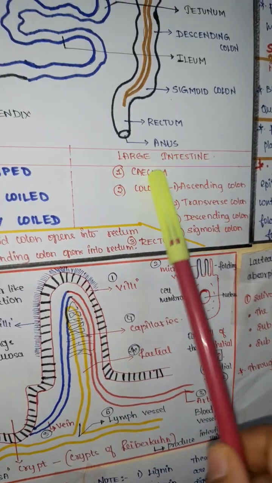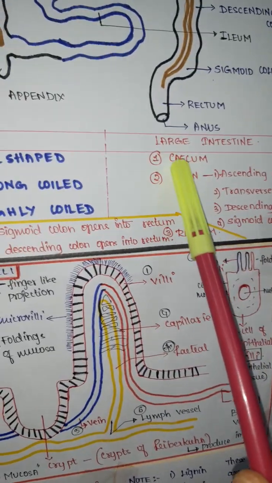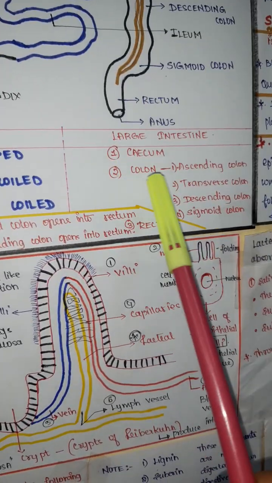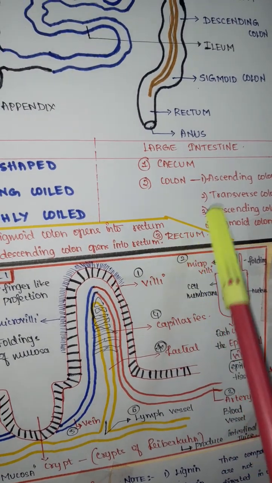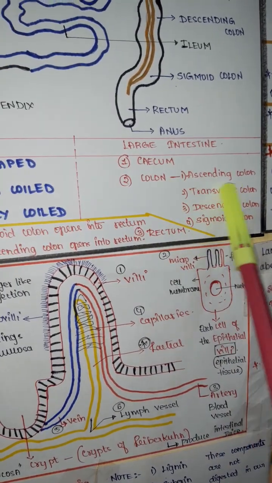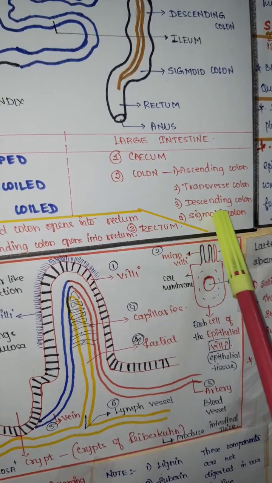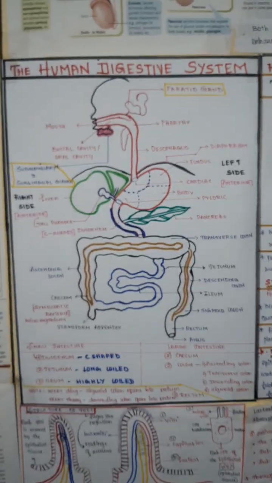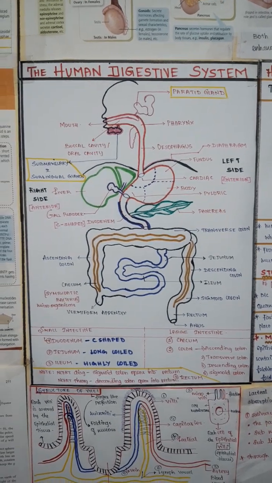And coming to the large intestine, we have the cecum, colon, and the rectum, and the colon forms 4 parts, which are the ascending colon, transverse colon, descending colon, and sigmoid colon. Awesome. So this is the human digestive system.